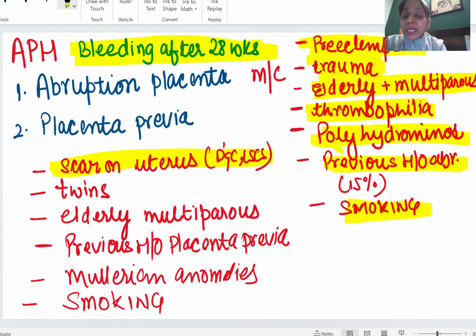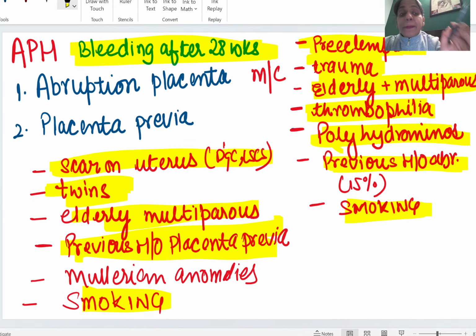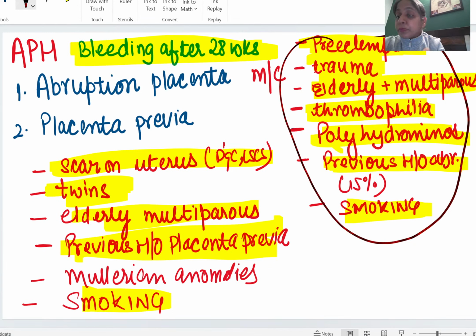Okay, in twins there are two placentas, so the uterus is very small in size. Again, elderly, multiparous, smoking, and previous history of placenta previa, and lastly Mullerian anomalies. In the case of Mullerian anomalies, as you are seeing, multiple factors are responsible for abruptio: preeclampsia, trauma, thrombophilia, polyhydramnios, twins, all these factors. So the more risk factors there are, the more prevalent the disease is.